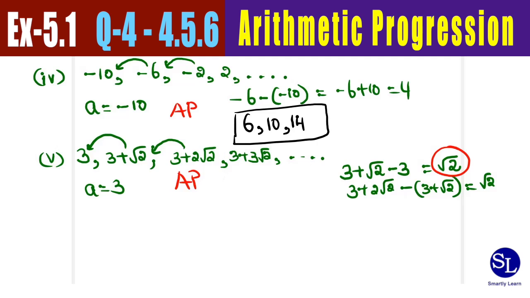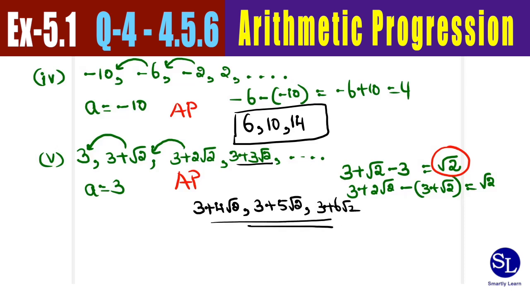So the next step is to generate the next three terms in AP. So how do you generate? I add root 2 to the last term that is here. So in this case, it becomes 3 plus 4 root 2. The next term after that is 3 plus 5 root 2 and 3 plus 6 root 2. See, these are the three terms that we are generating for this AP.